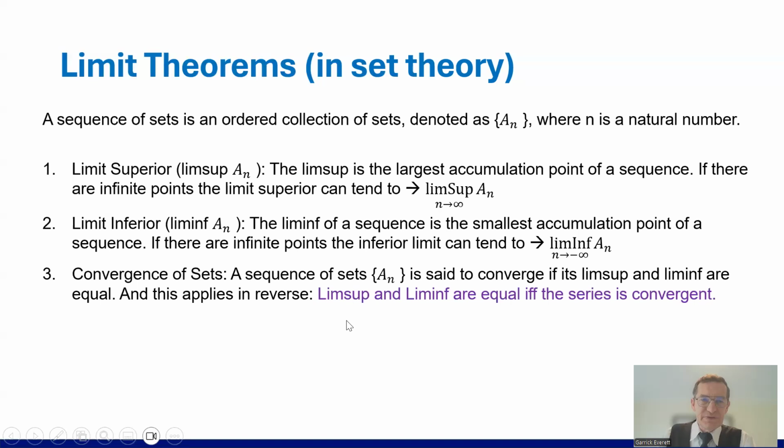Convergence of sets. A sequence of sets A_n is said to converge if its lim sup and lim inf are equal. And this applies in reverse, and this is a standard thing to accept. Lim sup and lim inf are equal if and only if the series is convergent. So the only chance of those two being equal is if the series is convergent. And if the series is convergent, it applies in reverse. Then lim sup and lim inf will be equal.